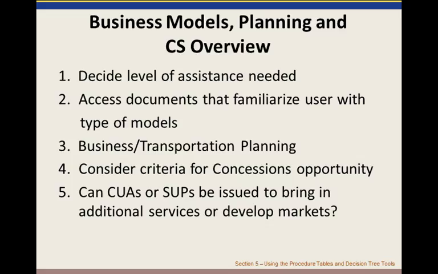And then, what are the criteria for a concessions opportunity? If a concessions opportunity is right for you, what does that look like? How does that get off the ground? Clearly Andrew had gone through that process and described it in detail, so we're going to touch on that as well. And then finally, perhaps a concession is not right, or there are additional transportation needs beyond what a concession provides. Can we use instruments like a CUA or a special use permit to bring in additional service, or possibly to develop markets where there's not enough interest yet to support a concession?